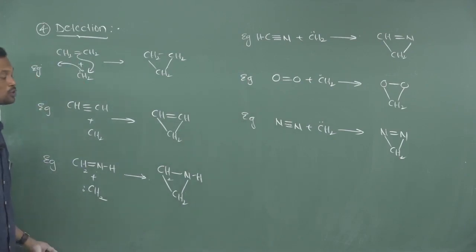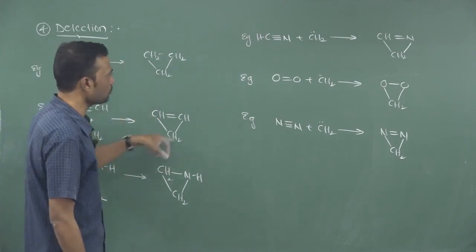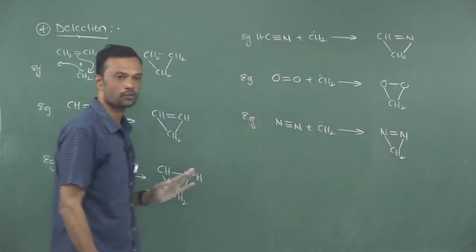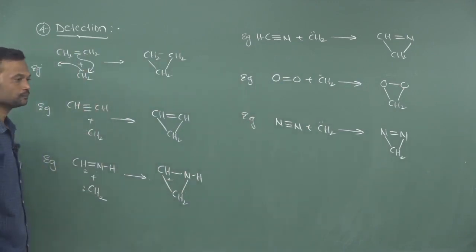So what is the common thing which you observed here? Formation of a 3-membered ring. See, every time what are we getting? A 3-membered ring. So formation of a 3-membered ring is common evidence for trapping a carbene.